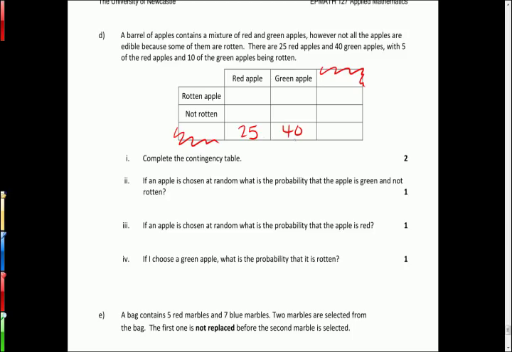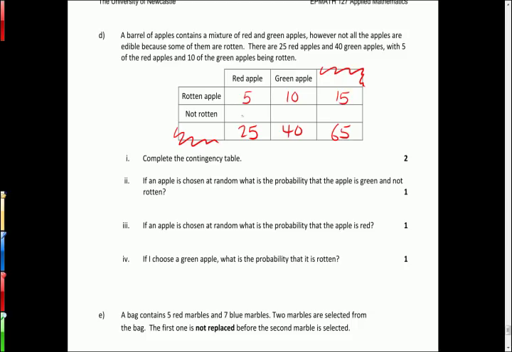So in other words, they're only red or green. So we've got 65 apples in total. Great. 5 of the red apples and 10 of the green apples were rotten. So 5 of the red apples were rotten, 10 of the green apples were rotten, so we can fill in. So rotten apples, there are only 15 of them.